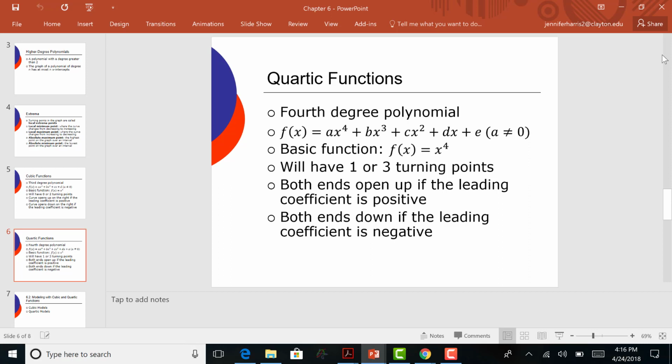All righty. Look at what it says. If it's positive in the front of x to the 4th, both ends open up. If it's negative in the front, both open down. So that's all you're going to say. Both open up. And these both open down. All right, questions? All right, that is the end of 6.1.